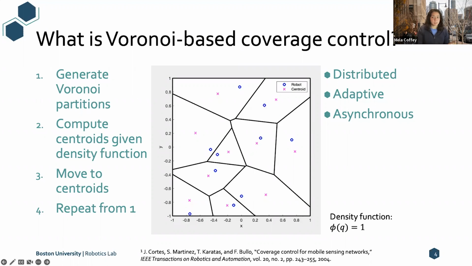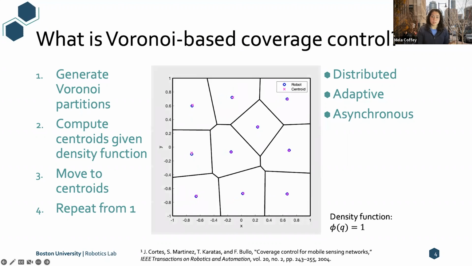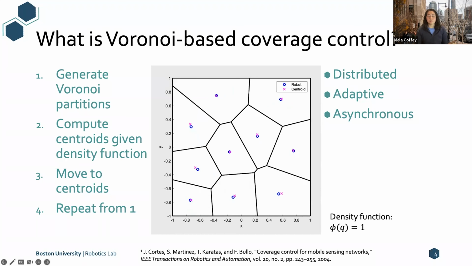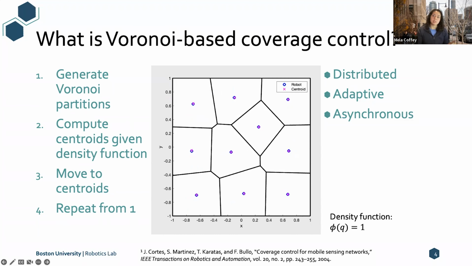Then given some density function, so here we have a density function phi equals 1, we compute the centroid of that cell. And then the robots move to their centroids, and we repeat from the first step. This whole thing is called Lloyd's algorithm, and it's used to get the robots to essentially cover a space. So all of the robots are responsible for covering the points in their cell.